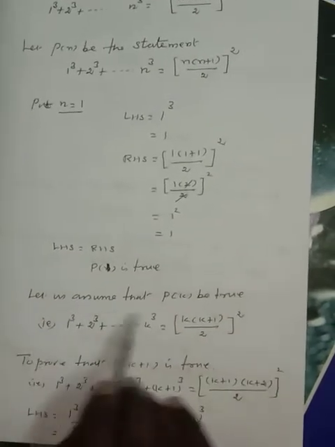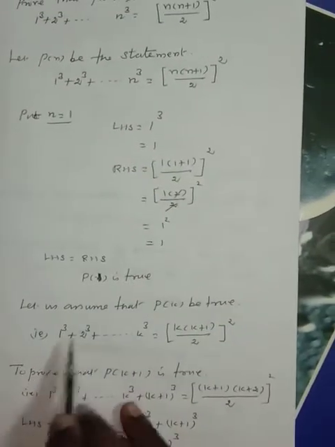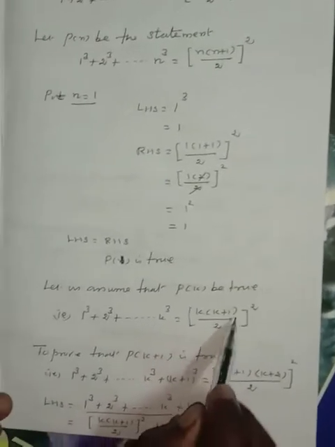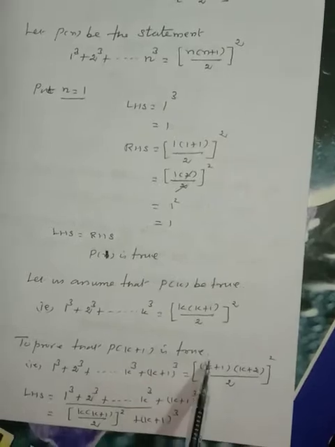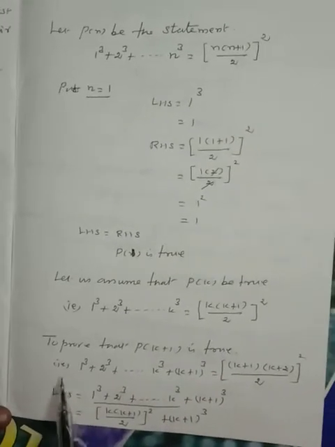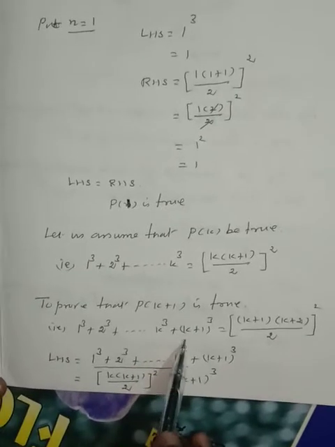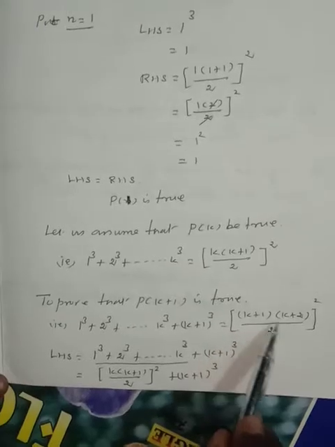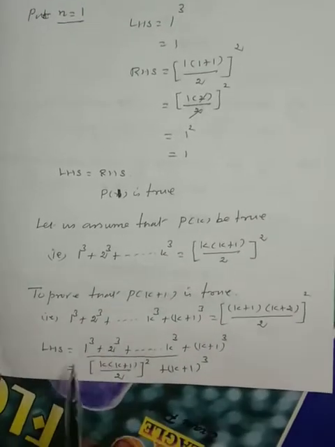Next, let us assume that P of k be true. So put n is equal to k. 1 cube plus 2 cube and so on to k cube is equal to k into k plus 1 by 2 whole square. To prove that P of k plus 1 is true, that is, 1 cube plus 2 cube and so on to k cube plus k plus 1 whole to the power of 3 is equal to k plus 1 into k plus 2 divided by 2 whole square. I will take LHS.